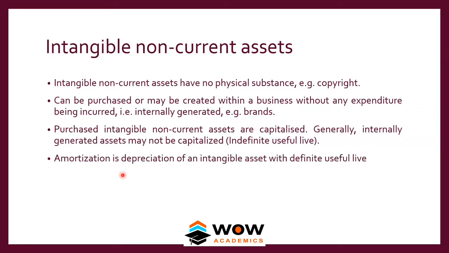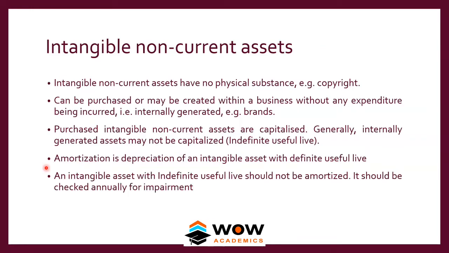Amortization is depreciation of an intangible asset with a definite useful life. So depreciation for an intangible asset is called amortization. An intangible asset with an indefinite useful life, so it's not going to end in a particular year, it's going to keep on continuing for a long time, should not be amortized. There's no depreciation for it, but it should be checked annually for impairment.